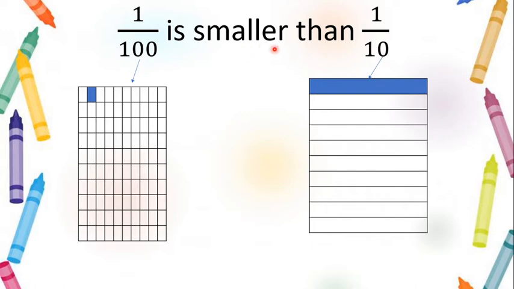1/100 is smaller than 1/10. So 0,01, this is a hundredth, is smaller than 0,1, one tenth.